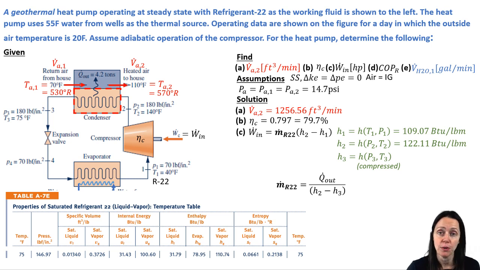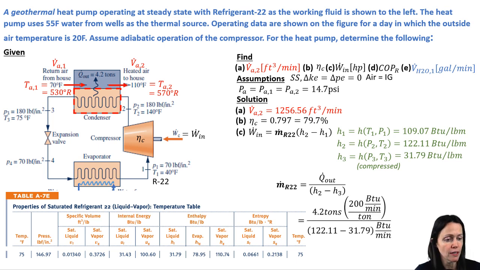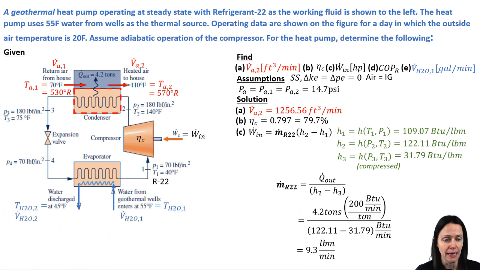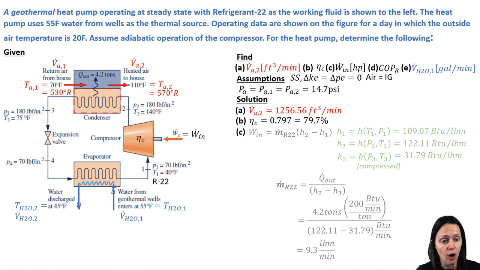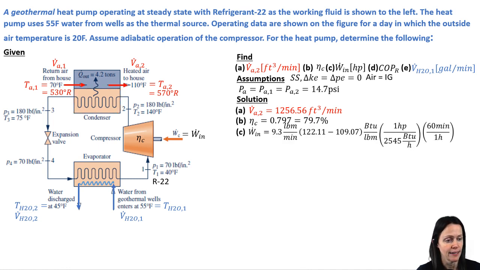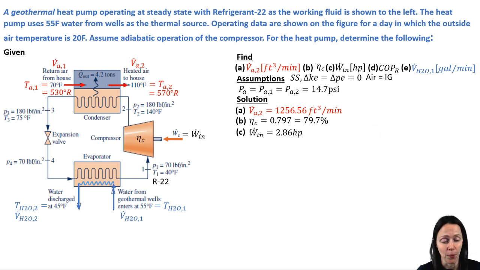And so what I'm going to do is use one of those compressed liquid approximations and say that my H value is approximately H sub f at T at 75 degrees Celsius. So plug and chug, watch those units, and I get my mass flow rate of the refrigerant, and I can plug all of that in. And of course, once again, I've got some unit conversions that I need to worry about to get in horsepower, but I get 2.86 horsepower.